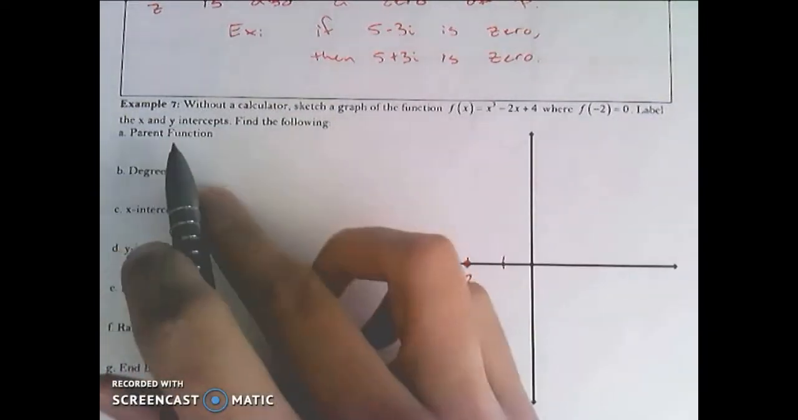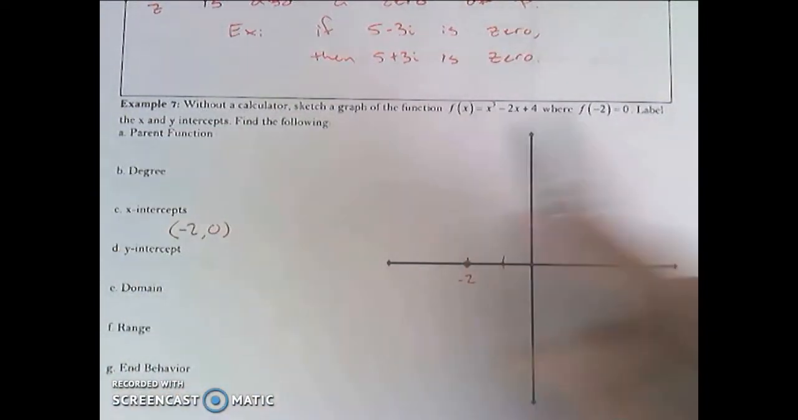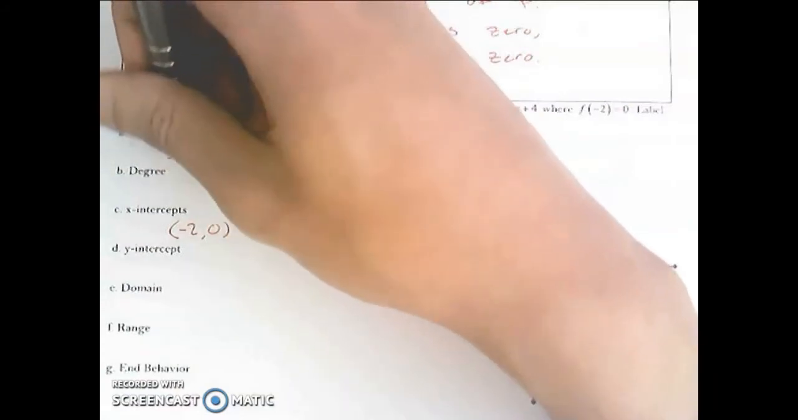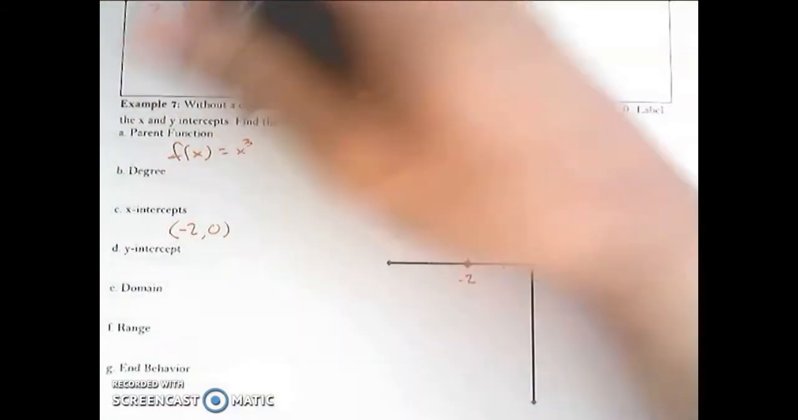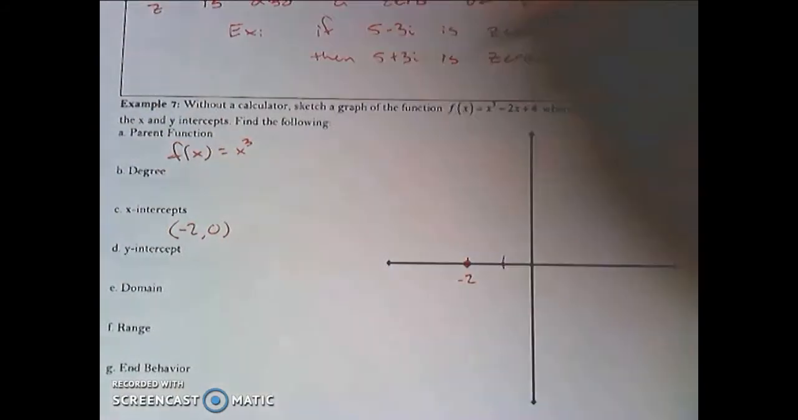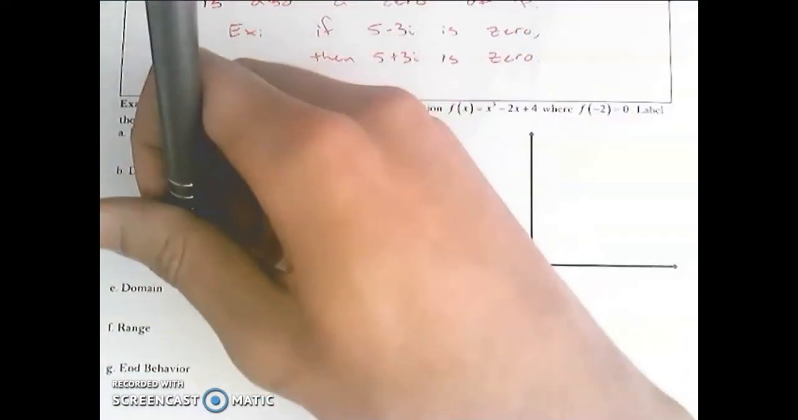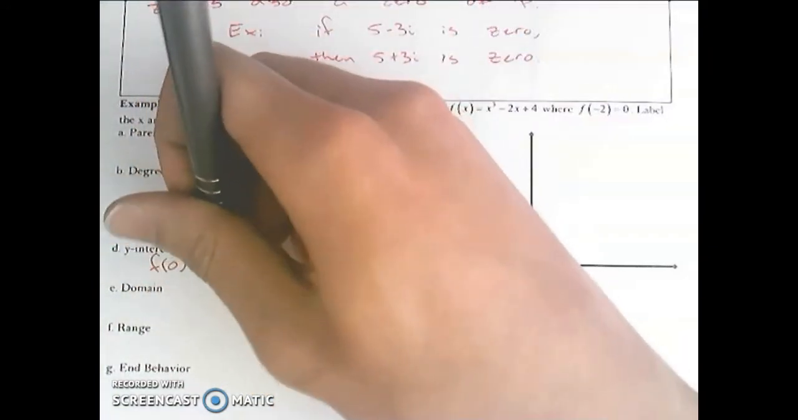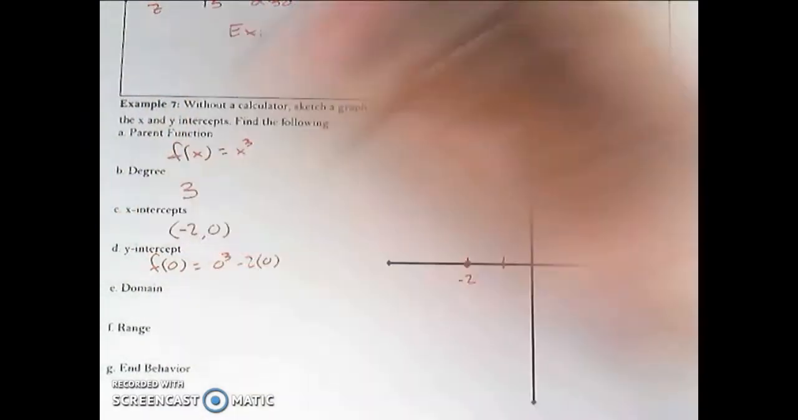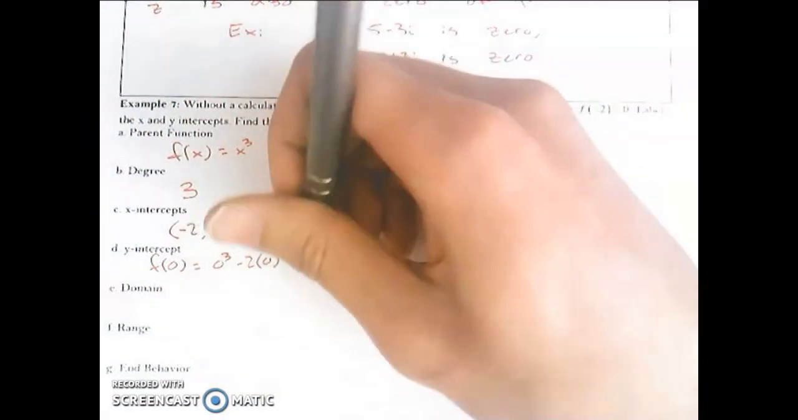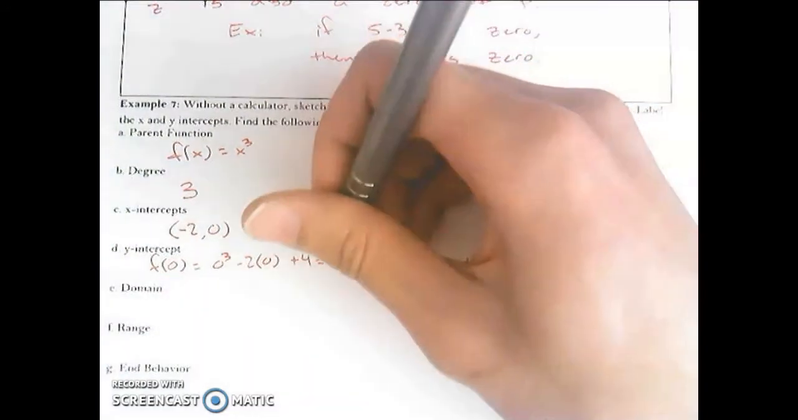The parent function for this, well, we're looking at a cubic, so the parent function is f of x equals x cubed. The degree of this function is 3, that's the highest exponent. Our y-intercept we can solve for, so that's f of 0, that's where x equals 0, is 0 cubed minus 2 times 0 plus 4. So our y-intercept is 4.